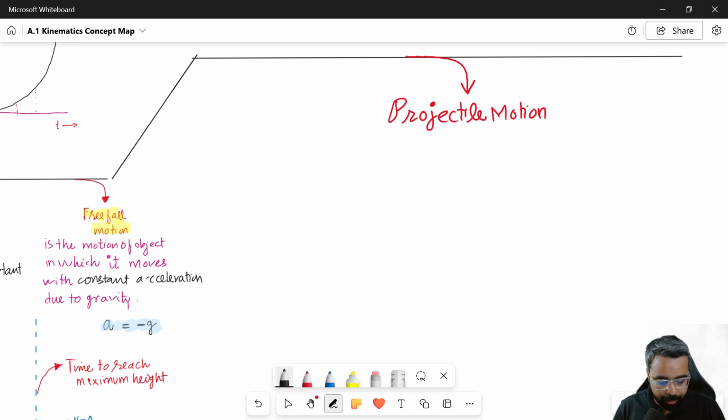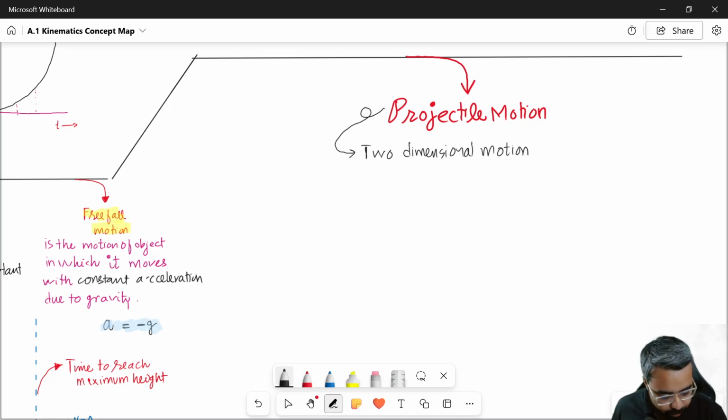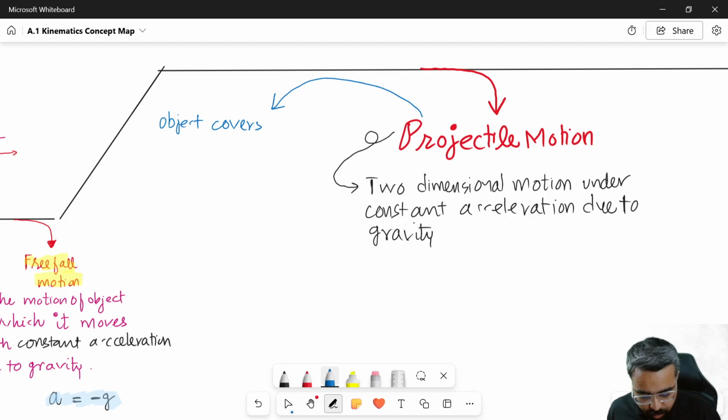So if we summarize it comprehensively, don't you think we should say it is the two-dimensional motion under constant acceleration due to gravity? So the object covers horizontal as well as vertical distance simultaneously.